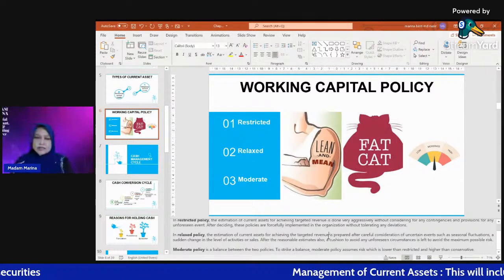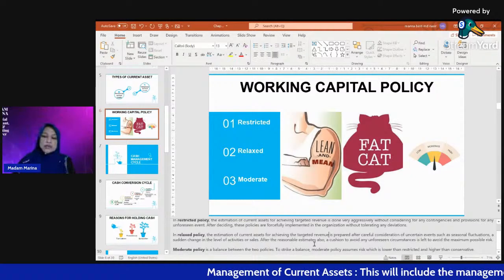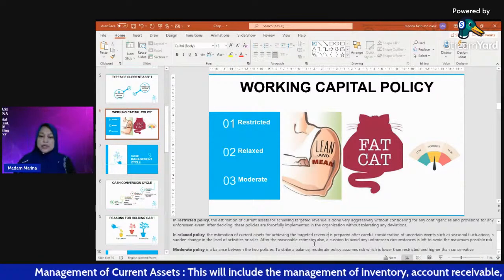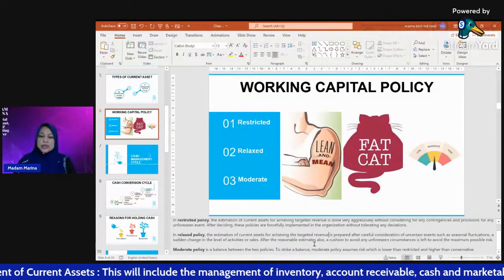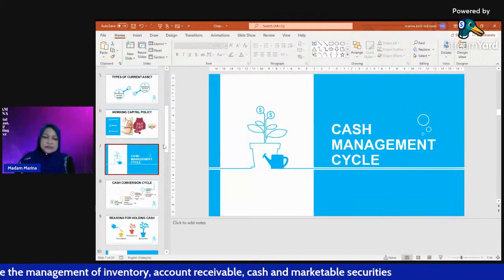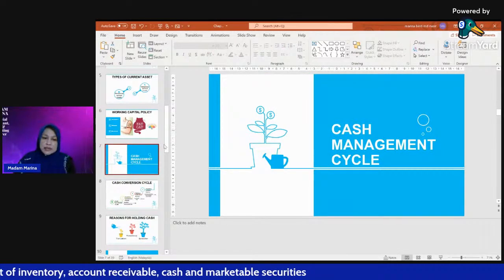Okay, moderate policy is between, a balance in policy, not too restricted and not too relaxed. Okay, in between, so it is close to the middle, intermediate. Alright. So next, okay, now a cash management cycle.